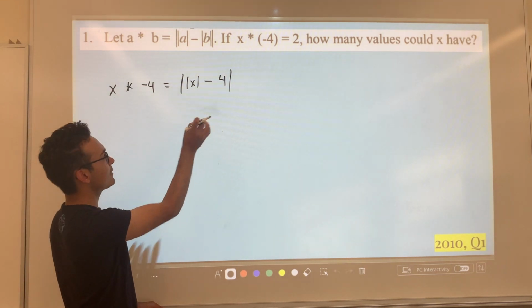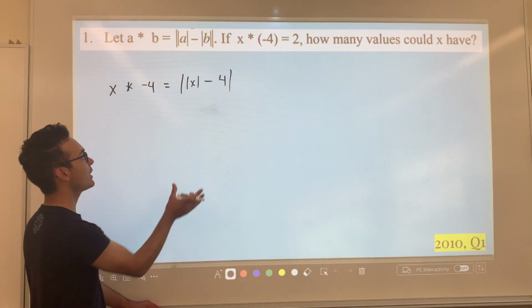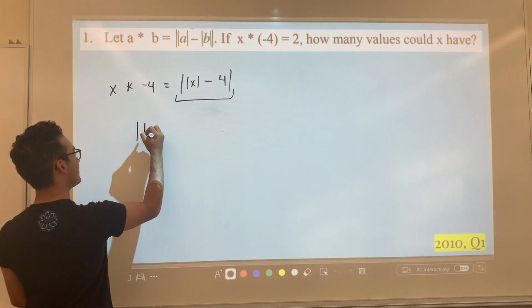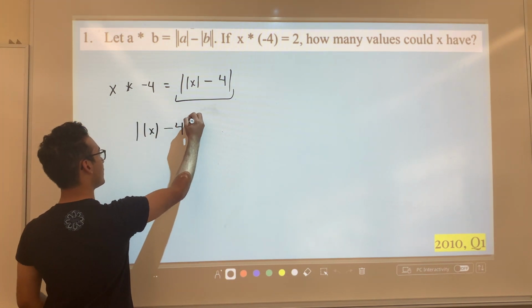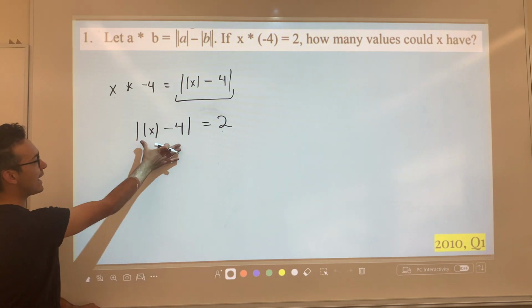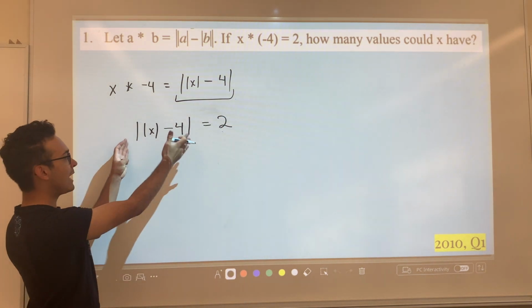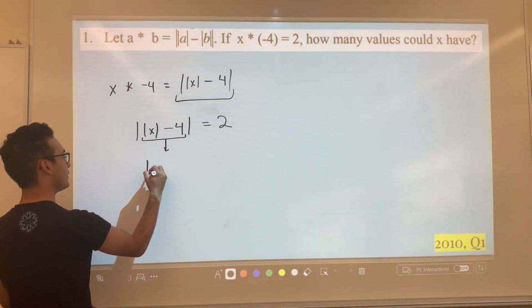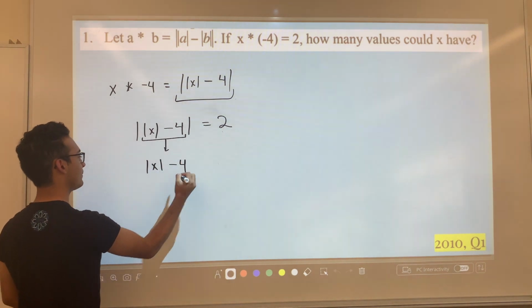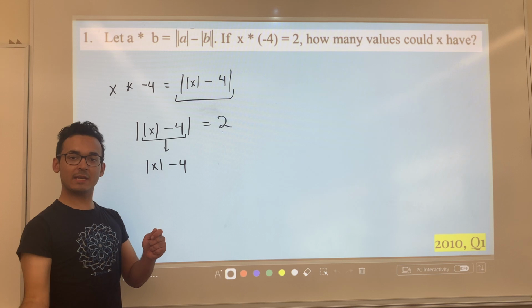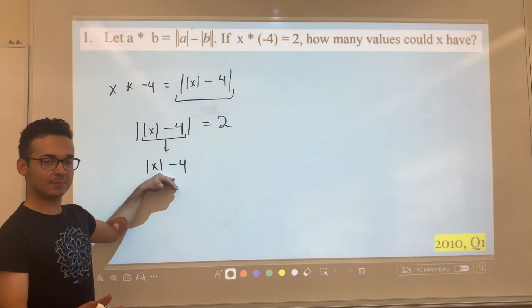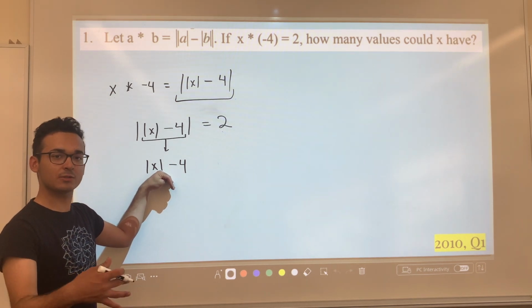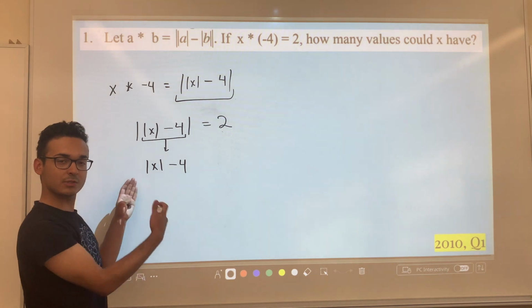And they told us up here that x star negative 4 is equal to 2. So we can say that this expression here is equal to 2. So we have the absolute value of x minus 4 is equal to 2. Now, because there are absolute value bars on the outside here, we can look on the inside and say, okay, well this, x minus 4, can either be 2 or negative 2. Because if this is 2, then the absolute value of 2 is 2. But if it's negative 2, the absolute value of negative 2 is also 2. So this expression here can either equal 2 or negative 2.